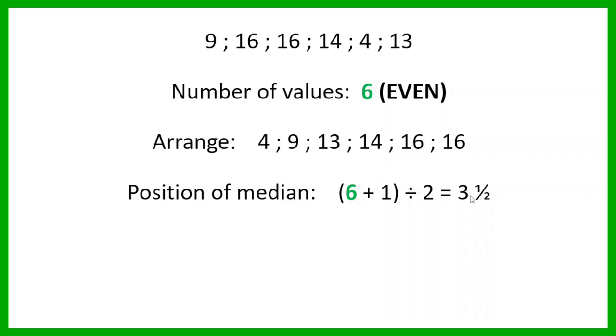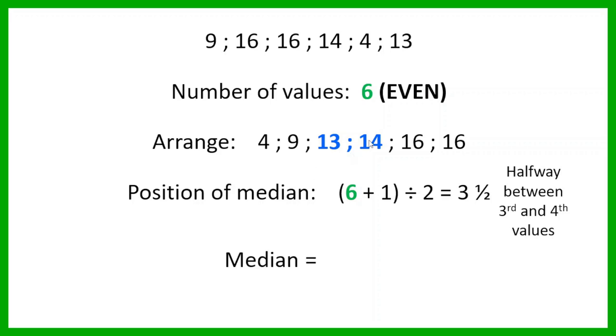So 3.5 means that it is halfway between the third and the fourth values. So here's my third one, here's my fourth one. It's halfway between the 13 and the 14 in this data set. So to work out my median, I'm going to take those two values and I'm going to add them up and divide by 2. And once I've done that, that will give me the halfway mark, or the number that is halfway between them, as my median. So my median for this data set is 13.5.